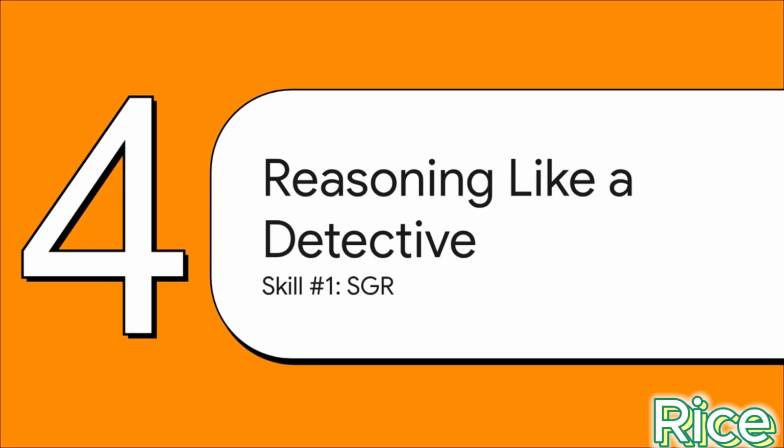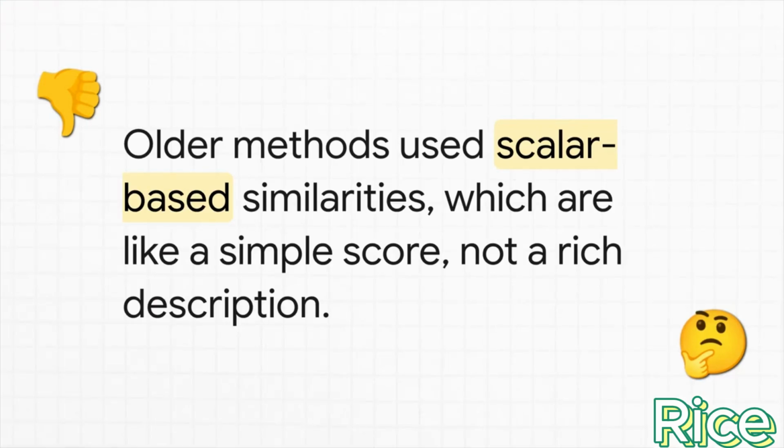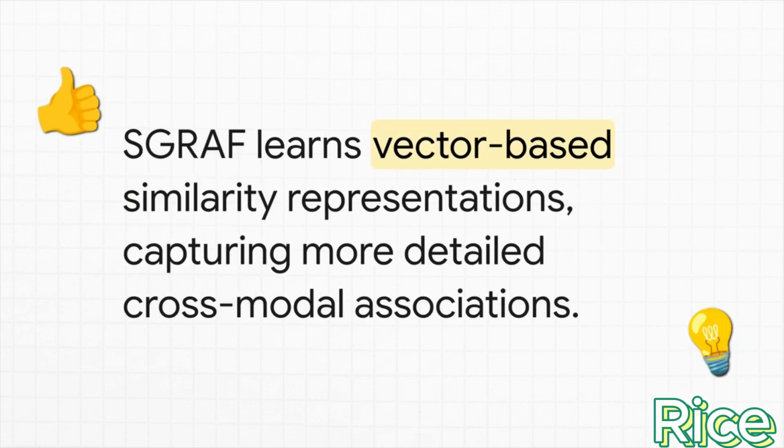Okay, so let's dig into that first skill. This is a real game changer because it completely changes how the investigation works. We're moving away from simple checklists and into something that looks a lot more like actual reasoning. Remember how the old systems worked? They'd look at a possible match and just give it a simple score. It was basically, yes, it's a match, or no, it's not. Super black and white with very little detail. The SGGraph method is totally different. Instead of that simple score, it generates what's called a vector-based representation for every single clue.